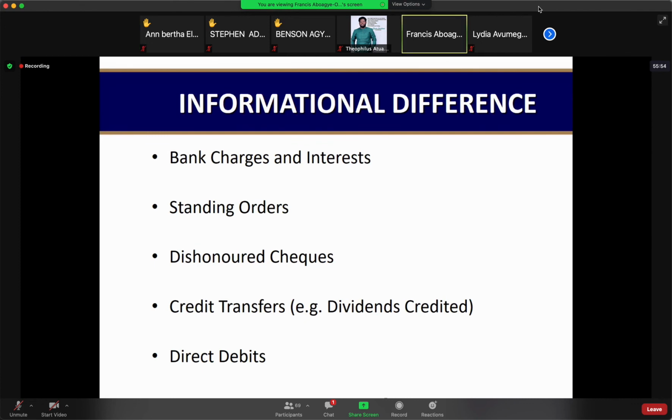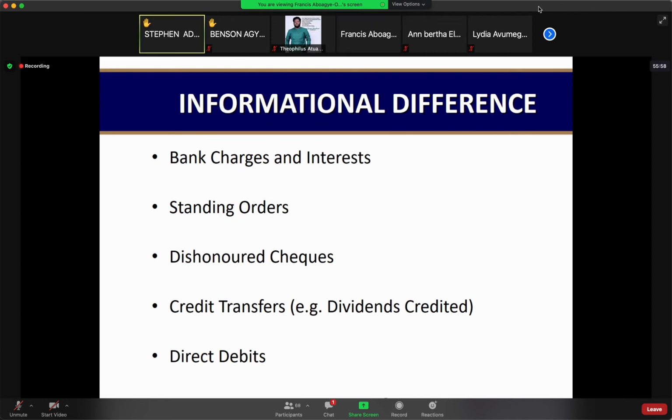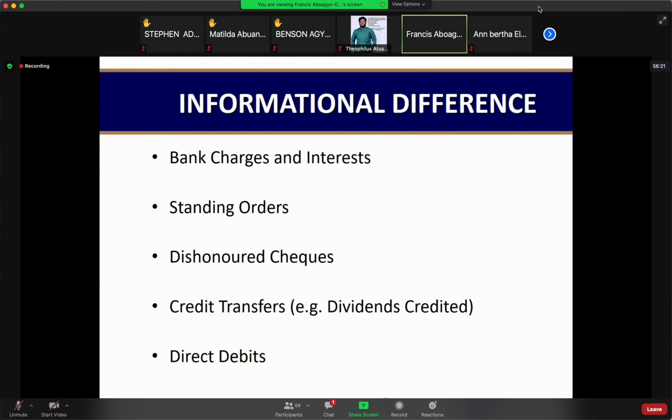Yes, Stephen. But I think I have been thinking about this issue for long, because we deposit our money and they turn out using our money for their various businesses and transactions. So in my layman's view, I don't see the reason why they've been charging us. Okay. Yes, Benson. Should they charge us?